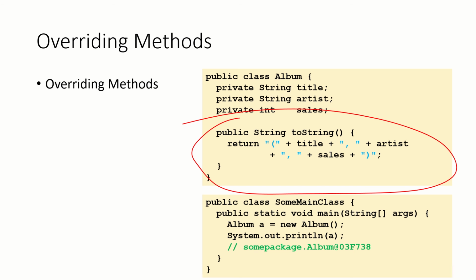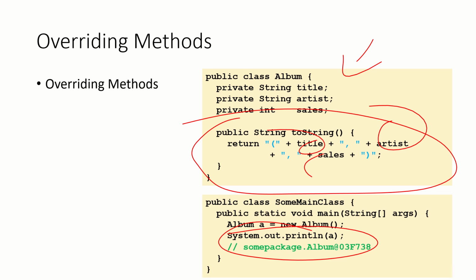This is overriding method. You already have an existing method, and you want to make the existing method perform in a different way. Because initially, for this example, the album cannot perform correctly. We try to make them print with title, artist, and sales.